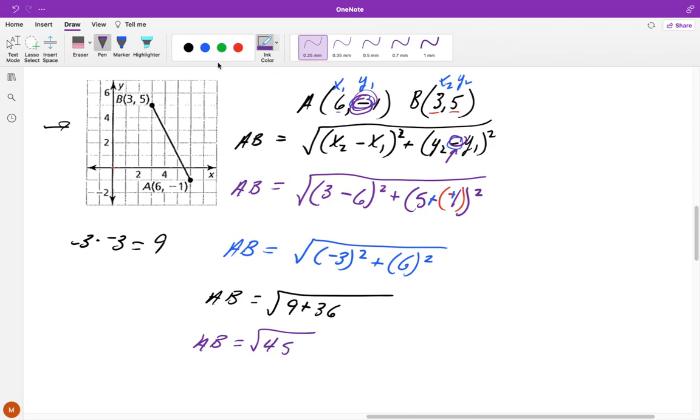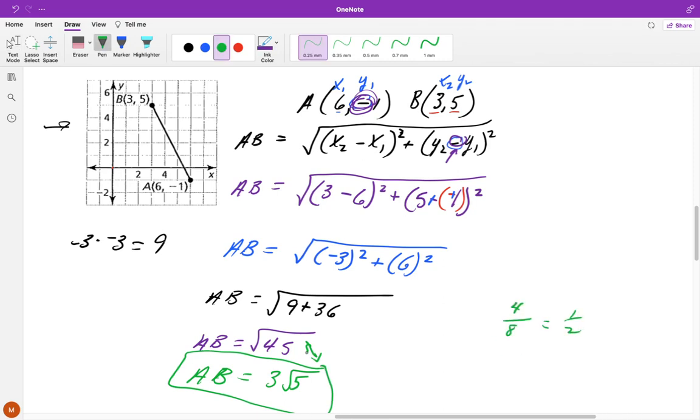And then from here, just plug this into your calculator, and it will tell us that AB is then equal to 3 times the square root of 5. These are the same value. It's just simplifying it for you, just like 4/8 is equal to 1/2. This is just rewriting it in its simplest form.